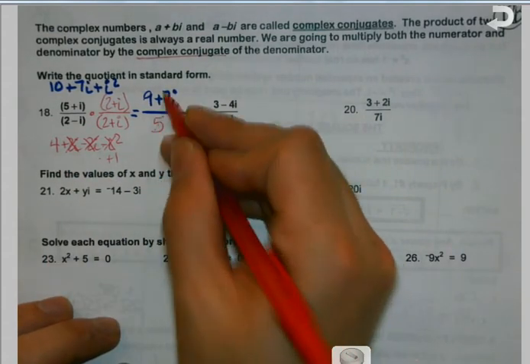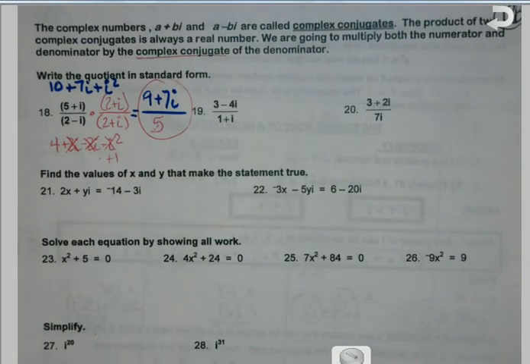Nothing goes into all 3 of those. And as long as there's not an i in the denominator, I'm good. That's the whole idea behind doing this. It's just changing a format so I can actually find a value that works. And the same thing is going to happen with any of these.